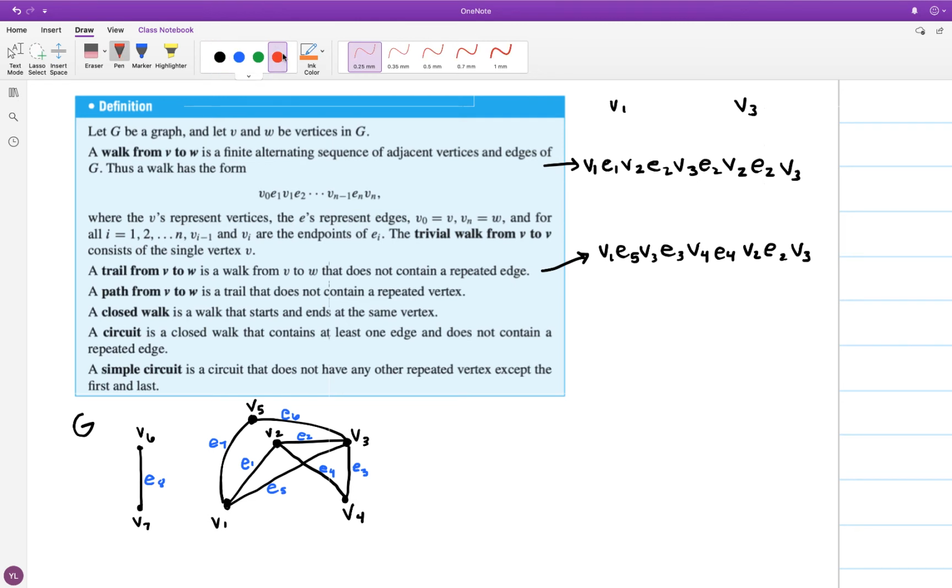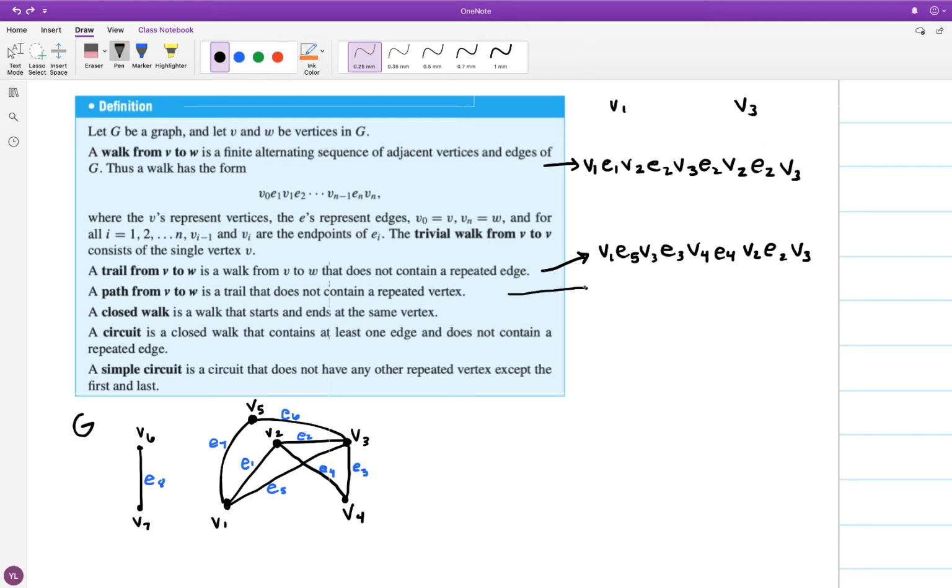Okay, and let's get a visualization of this. I start at V1, I go over to V3 via edge 5, and then I go over to V4 via edge 3, and then I go over to V2 via edge E4, and then over to V3 via edge 2, like that. So that again went like this, over here, there, and to V3. Notice during that walk, I didn't repeat any edges, and you can see as it's written out, you've got edge 5, 3, 4, and 2. So none of them are repeated. So that's called a trail.